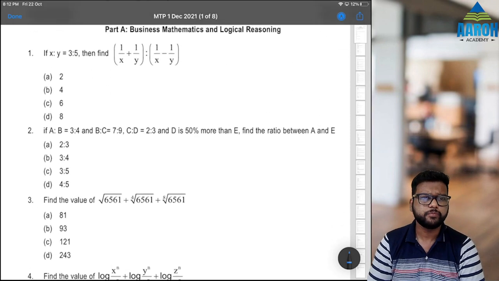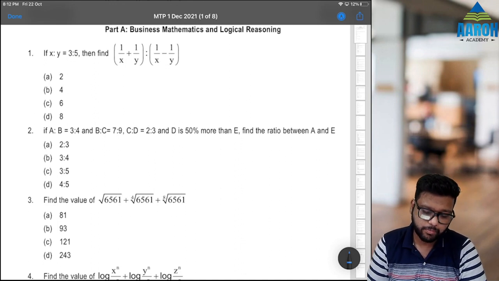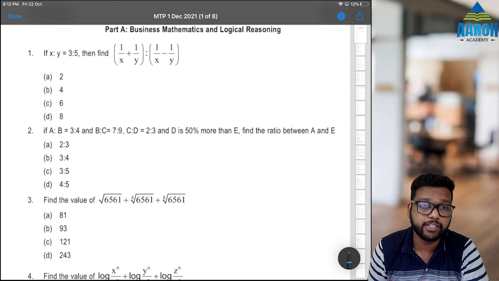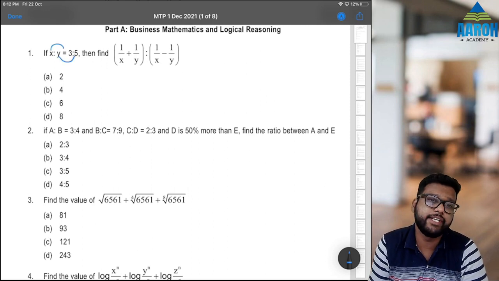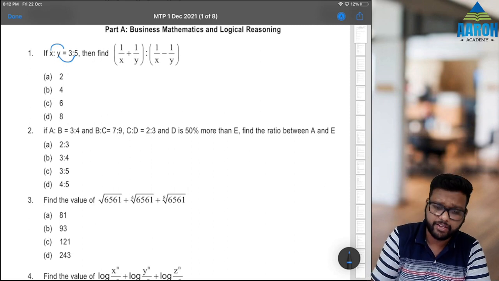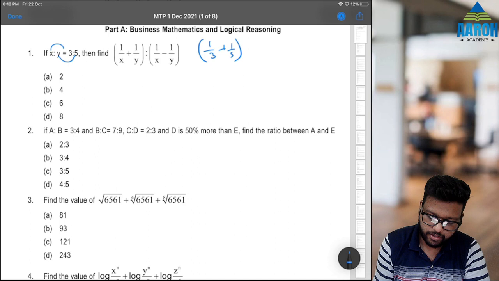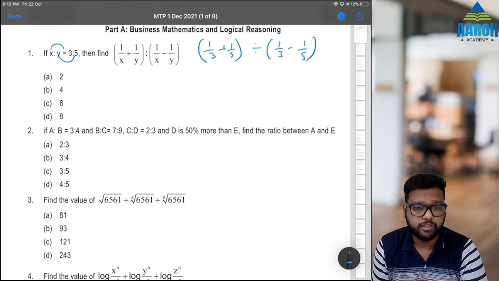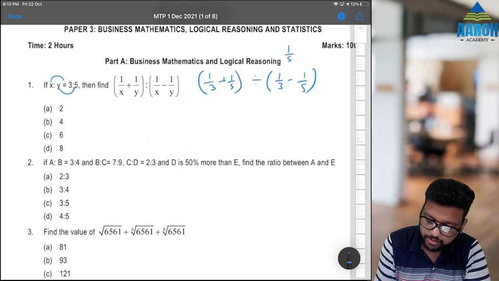First, if x is to y is 3 is to 5, then find 1 by x plus 1 by y is to 1 by x minus 1 by y. Be ready with your calculators. So let's assume x and y are 3a and 5a. So we want 1 by 3 plus 1 by 5 divided by 1 by 3 minus 1 by 5. Now we can do it on calculator if you know that 1 by 5 means 0.2, right?